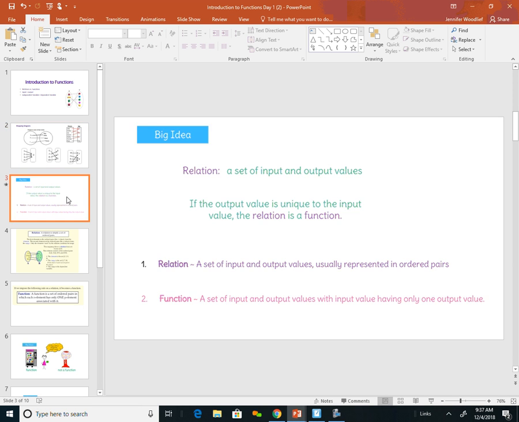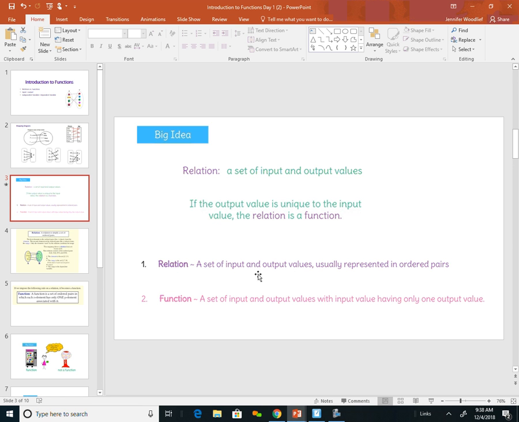After that, I could go into a graph if I wanted to plot those points on a number or a coordinate plane. Now, a relation is a set of input and output values. Now, your input values are your x values. Your output values are your y values. Okay, if the output value is unique to the input, the relation is a function. So what they're meaning here is that if your x value only goes to a certain y value, then it's a function. Now, if I have the same x value, so I have two of them, but one goes to one number and one goes to a different number, then it's not unique, okay? And we'll look at an example here in a minute.